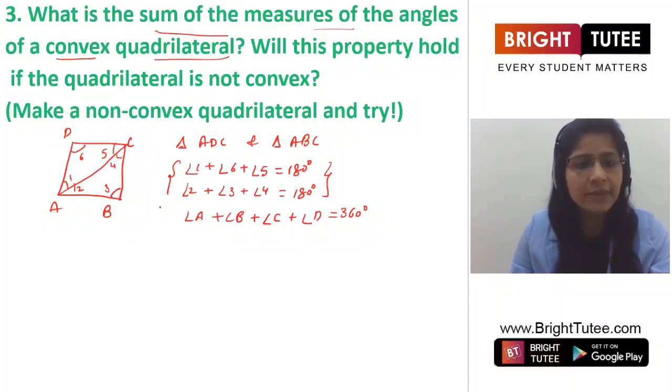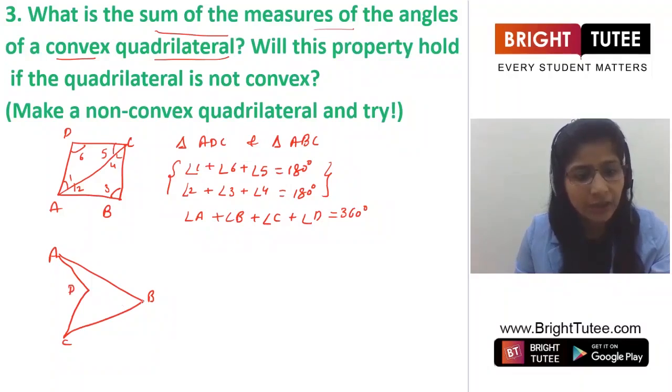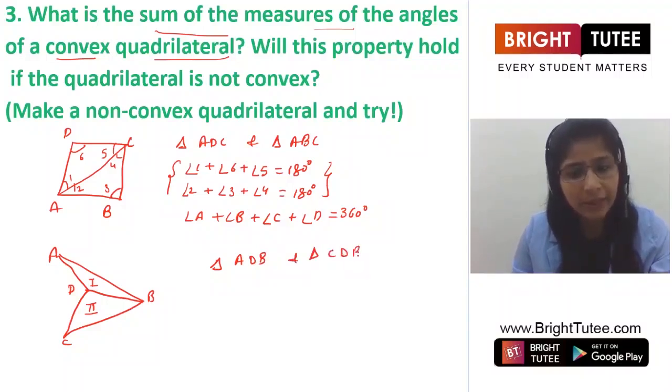So this answers our first question, what is the sum of measures of angles of a convex quadrilateral. Now the second part that they are asking is, will this property hold if the quadrilateral is not convex? So let us draw a concave quadrilateral. Let it be like this, and we will name the vertices again as A, B, C and D. Now we will join B to D. We see that it is also divided into two triangles, triangle ADB and triangle CDB.